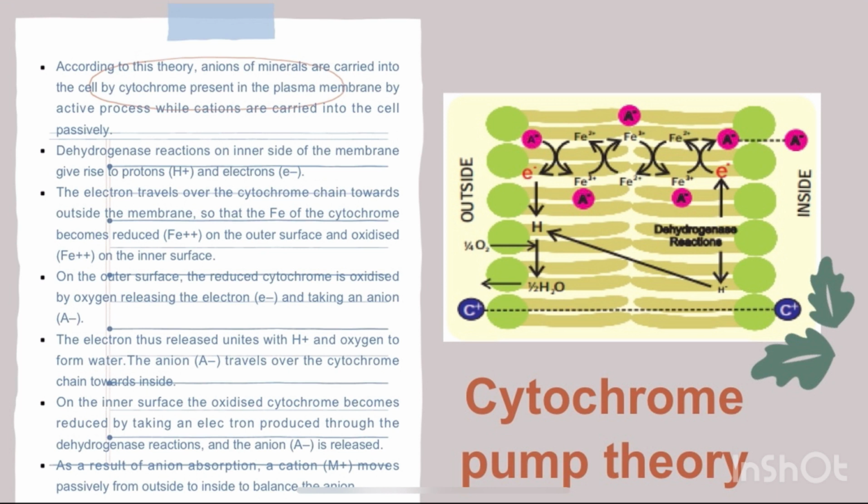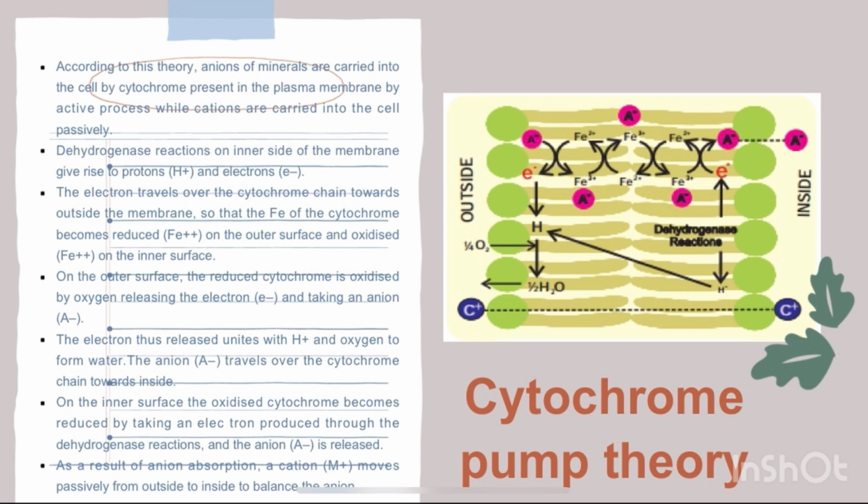Cytochrome pump theory. According to this theory, anions of minerals are carried into the cells by the cytochrome present in the plasma membrane by active process, while the cations are carried into the cell passively. Dehydrogenase reaction on the inner side of the membrane gives rise to protons and electrons. The electrons travel over the cytochrome chain towards the outside of the membrane so that the iron of the cytochrome becomes reduced on the outer surface and oxidized on the inner surface.